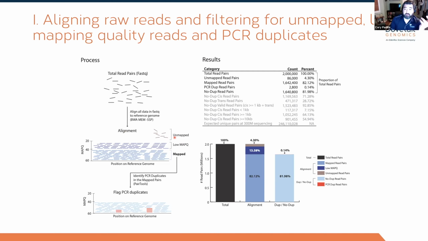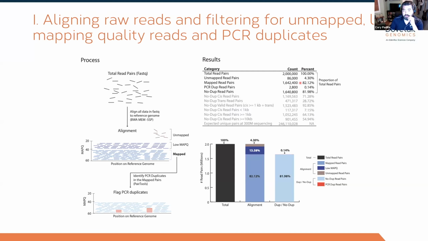The reads could not have mapped. The reads could have mapped, but with low quality. This is a Q of 40 here. Anything that's less than 40, we don't consider. And then mapped reads, which are anything greater than 40. From there, we feed this into pairtools, which will classify and remove PCR duplicates. So here we have those reads flagged, leaving us with no-dupe read pairs.